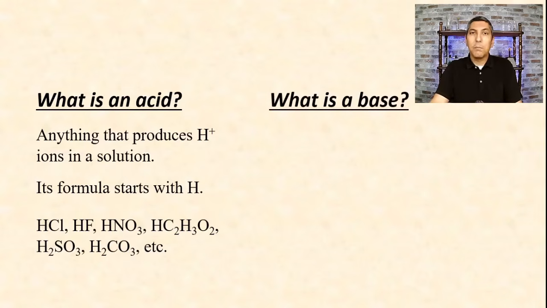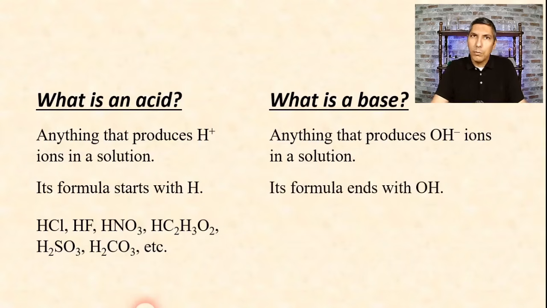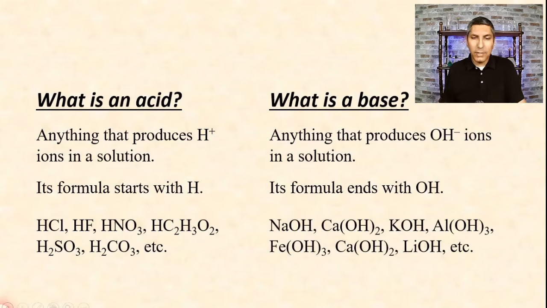On the other hand, bases, in their simplest definition, include anything that produces hydroxide ions in a solution. So in its simplest form, we can say that a base is going to have a formula that ends with OH, or that hydroxide ion. So things like sodium hydroxide, or calcium hydroxide, or potassium hydroxide, anything that ends with the hydroxide ion that's an ionic compound is probably going to be a base.